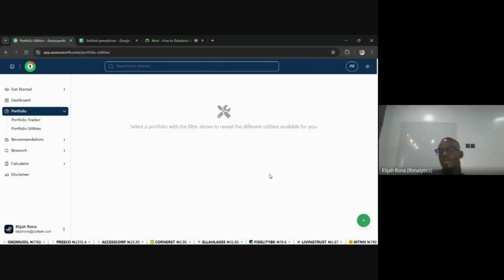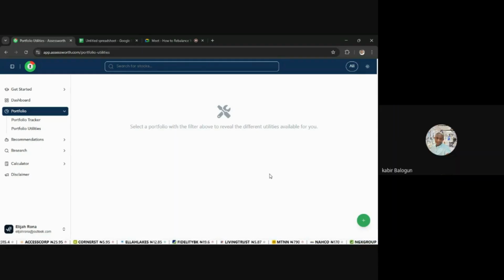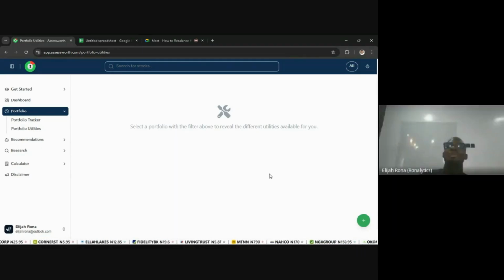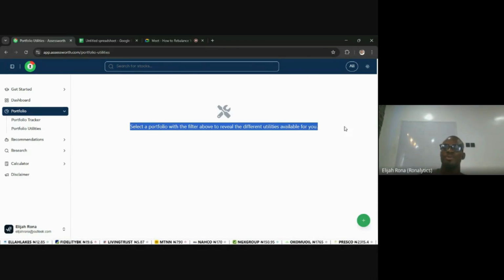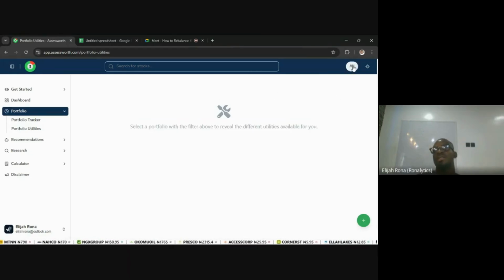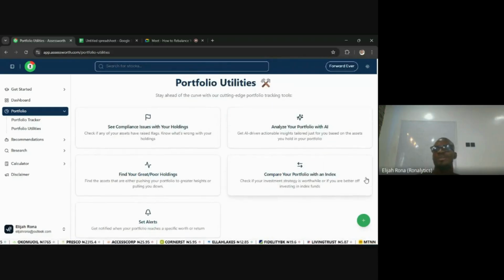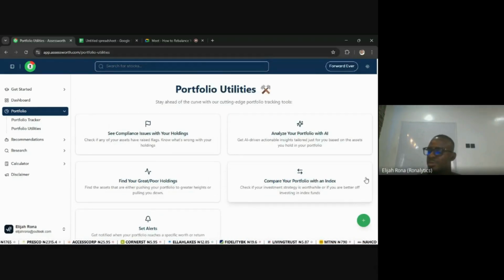Sorry, looking at the screen, this is what you see, right? Absolutely, yes. It is telling you to select a portfolio with the filters above to reveal the different utilities available for you. So the reason is that you have to select the portfolio you want to analyze. Look at this filter, which is showing all. Click on it, then select the portfolio you want to analyze. You'll see all the features available for you.